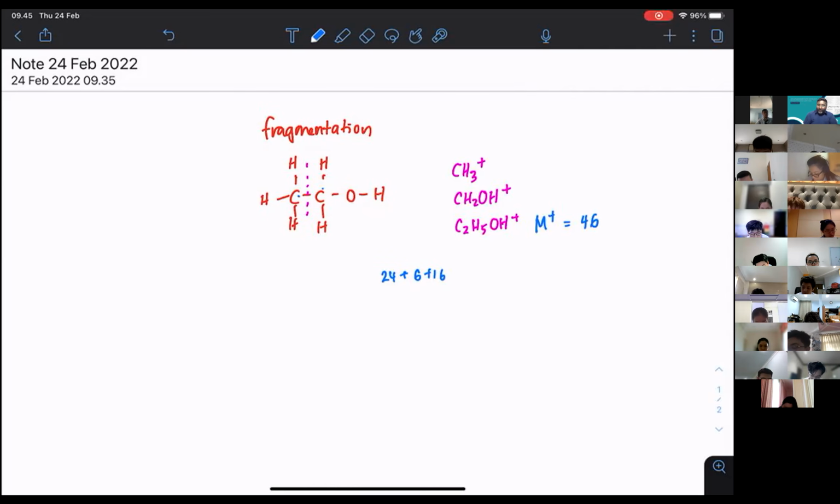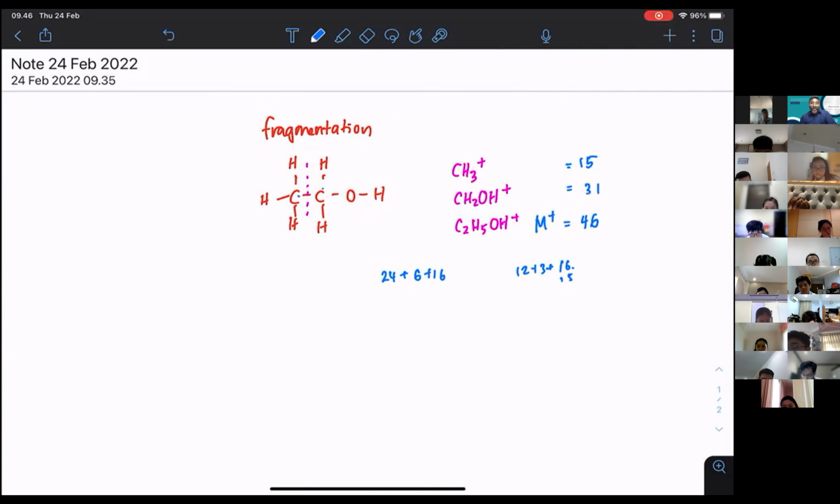They are smaller fragments. Like this, CH3 is 15. And then for this one, 12 plus 3 plus 16, so it's going to be 15 plus 16 is 31. So you can have many fragments like this.